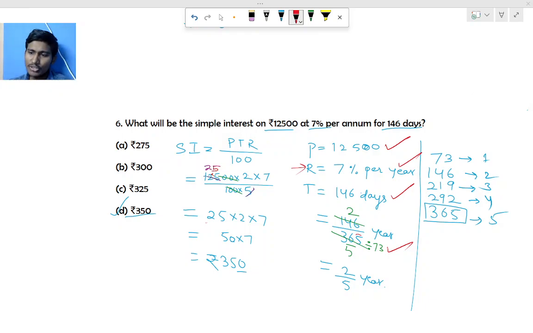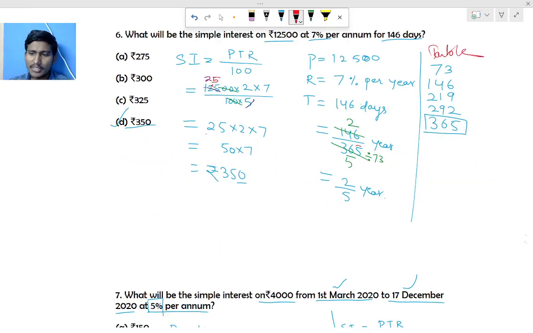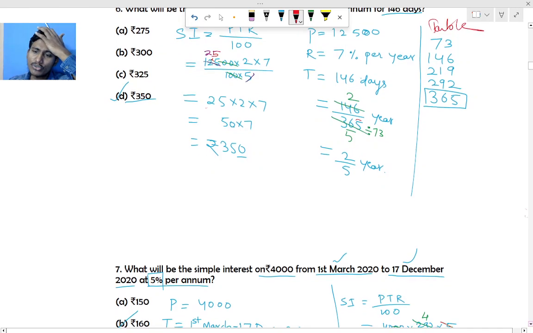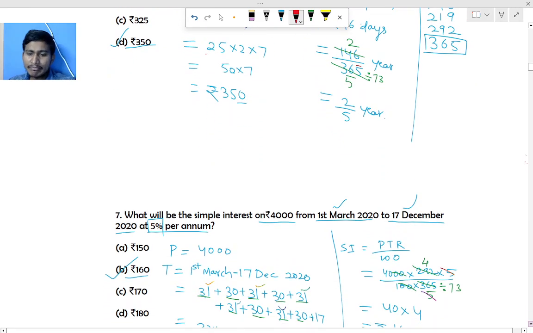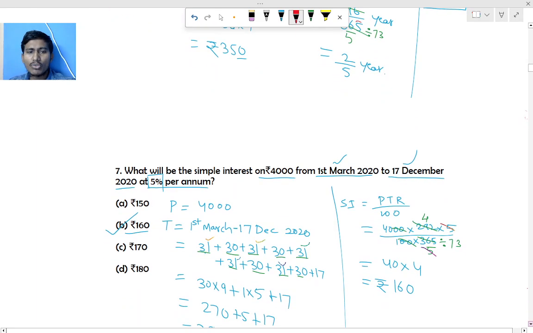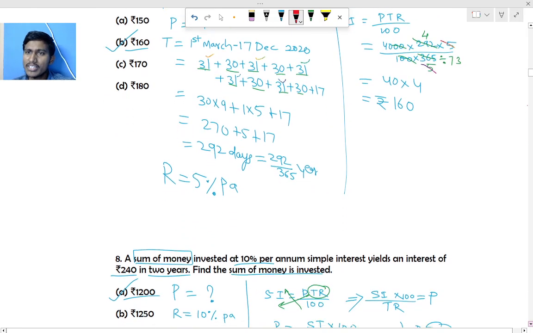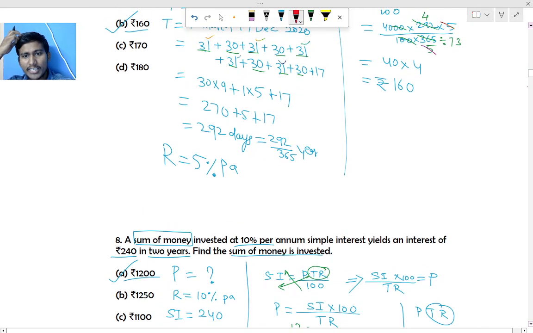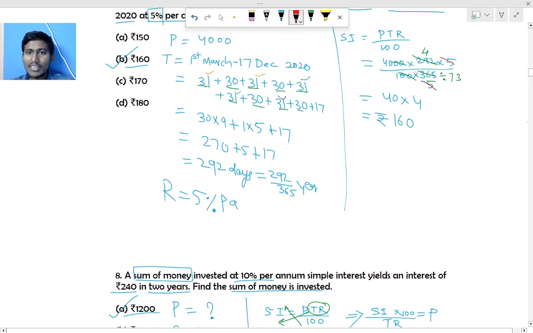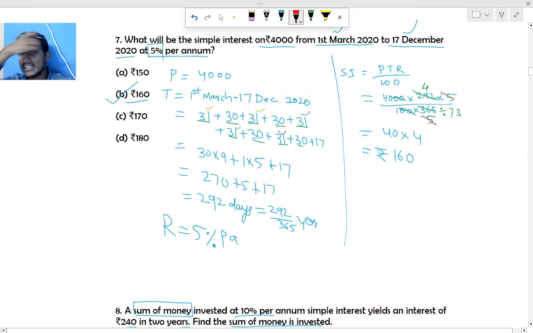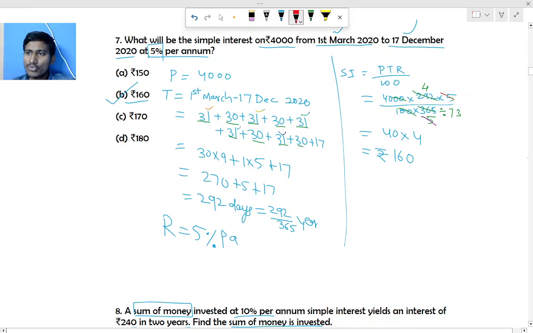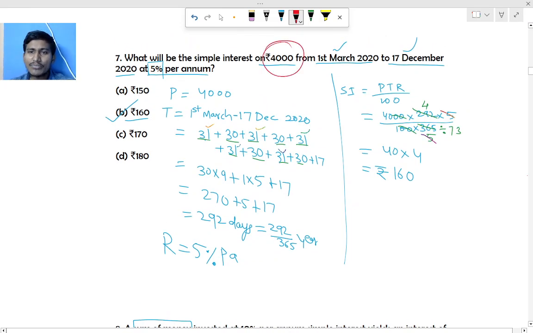Got it? Okay, good. So now let's go to the 7th question. So here, what is the question here? It is very easy. Okay. So if you see, what will be the simple interest on 4,000 from 1st of March to what? Yes. 1st of March to 17 December 2020, at 5% per annum rate of interest.